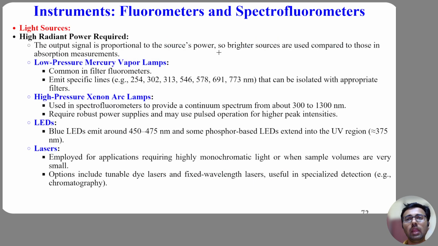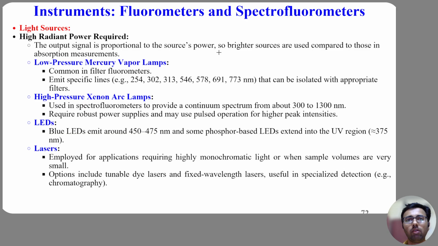Fluorescence is inherently inefficient. Much excitation energy is lost through non-radiative decay. Therefore, the light source must be extremely powerful. A key rule is that fluorescence intensity is proportional to incident radiant power. Simple filter fluorometers often use low pressure mercury vapor lamps. These produce discrete emission lines, not a continuous spectrum.